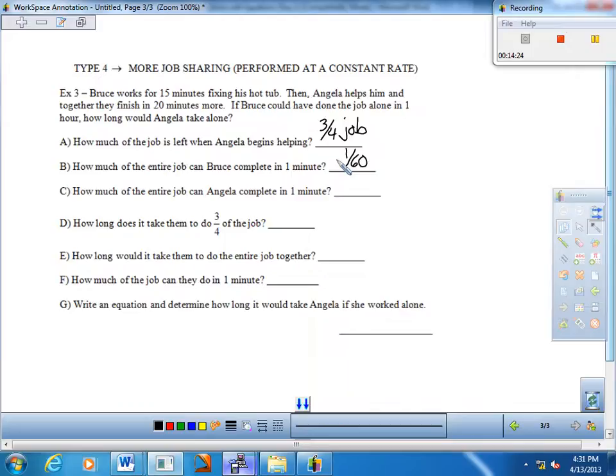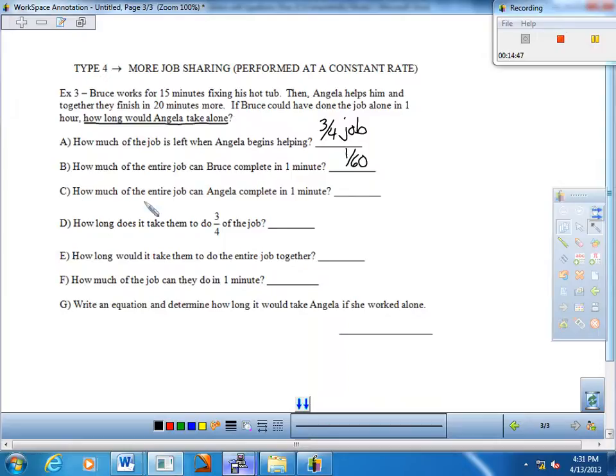Okay, good. Letter C, guys, on to the next piece. How much of the entire job can Angela complete in 1 minute? Well, if you look at the problem, isn't that exactly what we're asking? How long would Angela take alone? In this case, this is going to be our T. How long would she take to do the job alone? So it's going to take her t minutes to do the job.